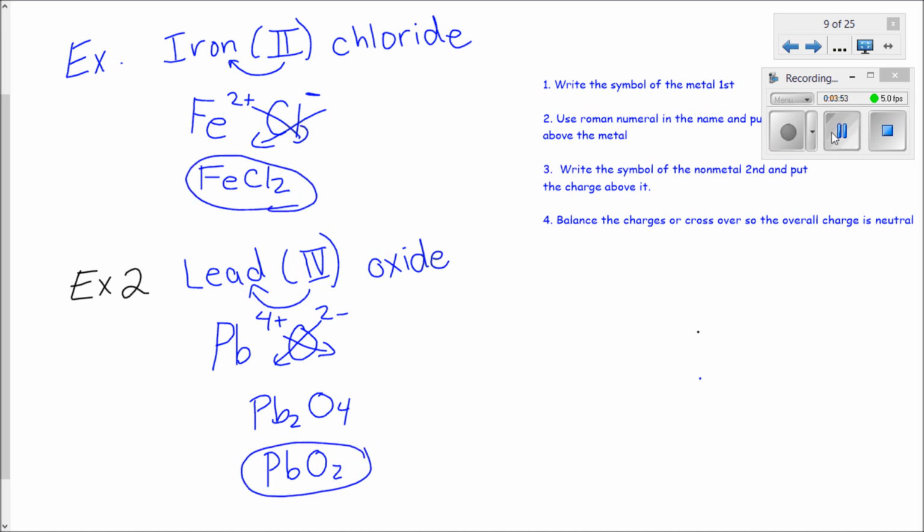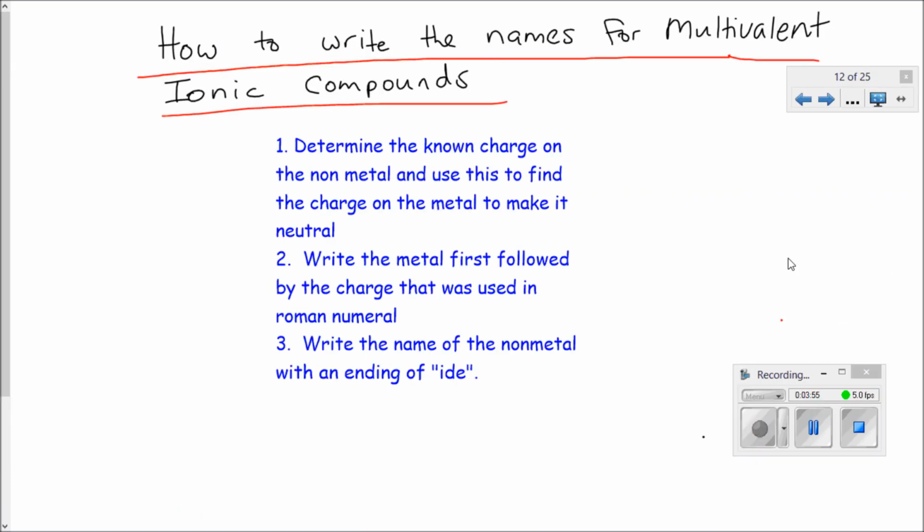So we'll go over some examples. Hope that made sense. Okay, next thing we're going to do is learn how to write the names for multivalent ionic compounds.